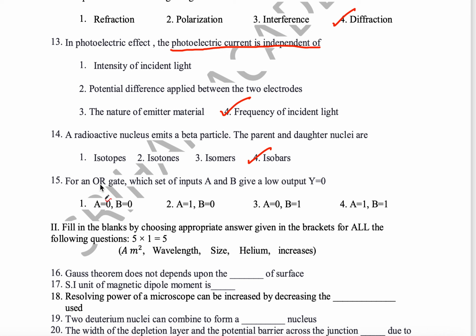For an OR gate, which set of inputs A and B gives a low output, y equal to 0? For the OR gate, y is equal to A plus B. A and B are the two inputs and y is the output. When A and B are both zeros, both inputs are low, then the output will also be low. So the first option is correct for the 15th question.